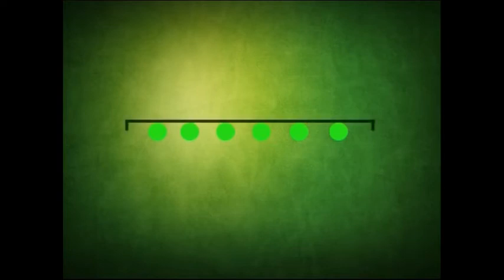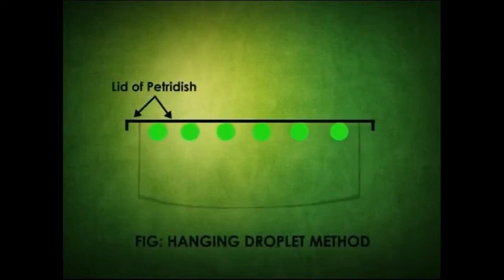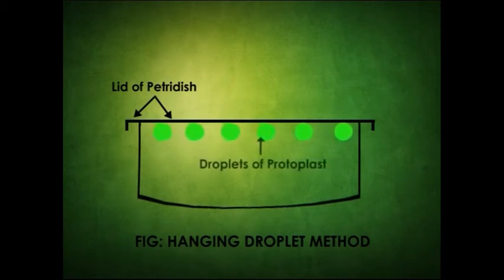This method involves the placing of small droplets of protoplast suspension onto the inner side of the lid of a petri dish. When the lid covers the petri dish, the droplets are hanging down from the surface of the lid. Pure protoplast or droplet can be grown using this method as compared to the conventional ones.